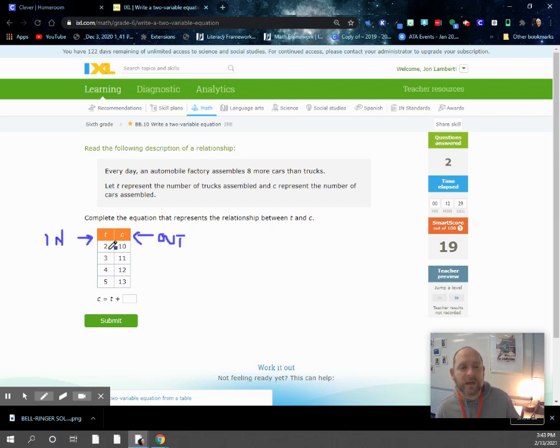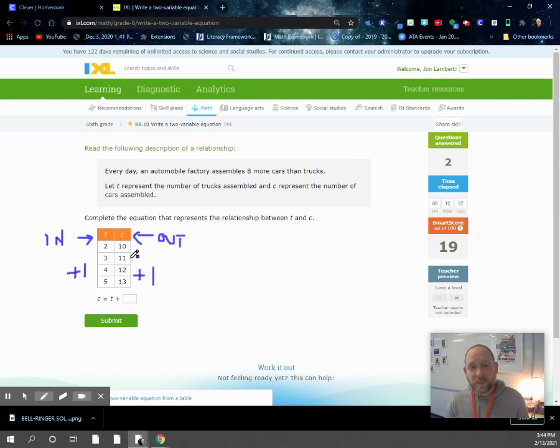So again, we can look 2, 3, 4, 5. I bet all of you know that that is adding by 1 each time. So we can see quickly that our inputs are just getting larger by 1. We're just adding 1 to each one to get to the next. And let's look at our outputs. Now, let's see, we've still got 10 to 11 is 1, 11 to 12 is 1, and 12 to 13 is 1. So we're adding 1 each time over here.